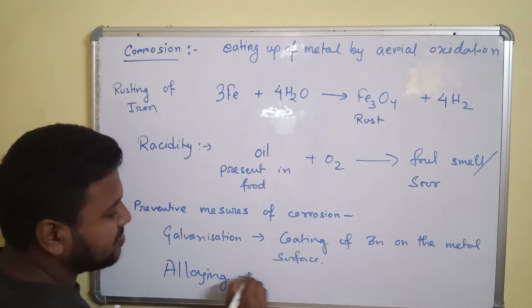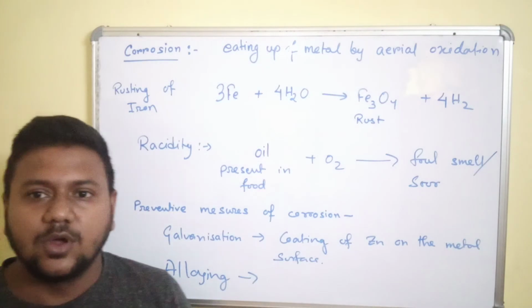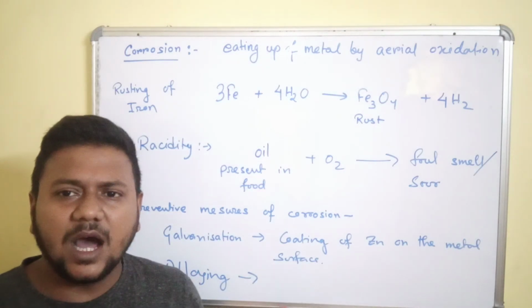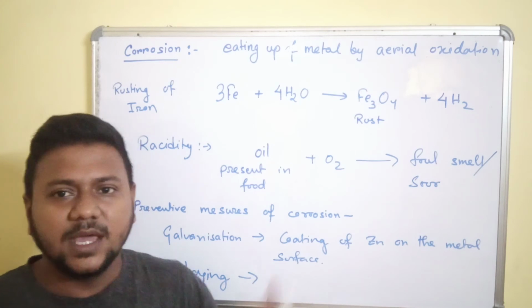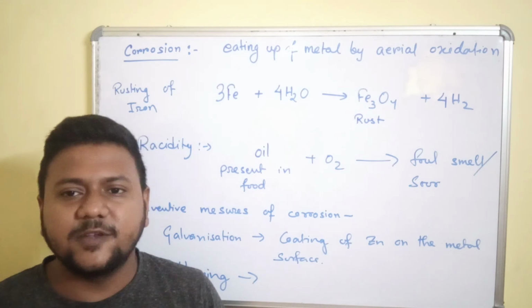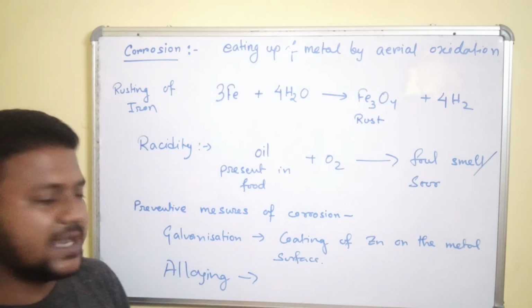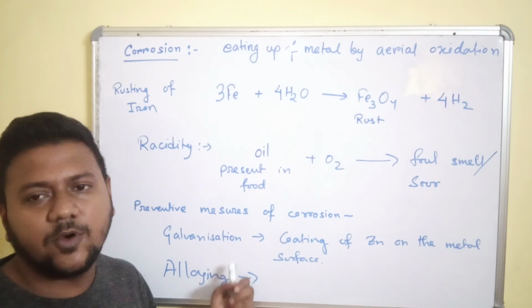Alloying is mixing up of two or more metals in a particular ratio. When alloys are formed, the alloy gains a better property than the metal. The metal gets prevented from being eroded. So it is said that we need to alloy the metal or galvanize the metal so as to prevent them from corrosion.